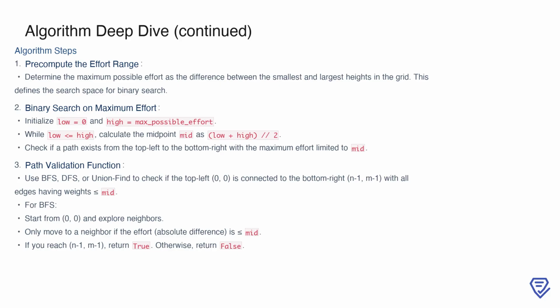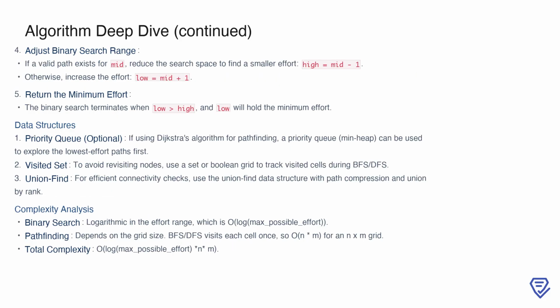This iterative process helps us zero in on the minimum possible maximum effort. Once we determine whether a path exists for a given mid, we adjust the binary search range accordingly. If a valid path exists, this means we can potentially lower the maximum effort further, so we reduce the search space by setting high equals mid minus 1. If no valid path exists, we increase the effort threshold by setting low equals mid plus 1. When the binary search concludes, the low pointer will hold the minimum effort required to traverse the grid.